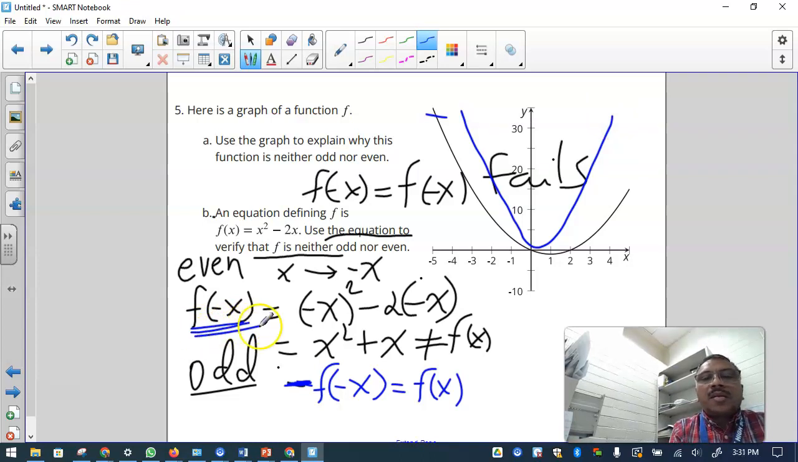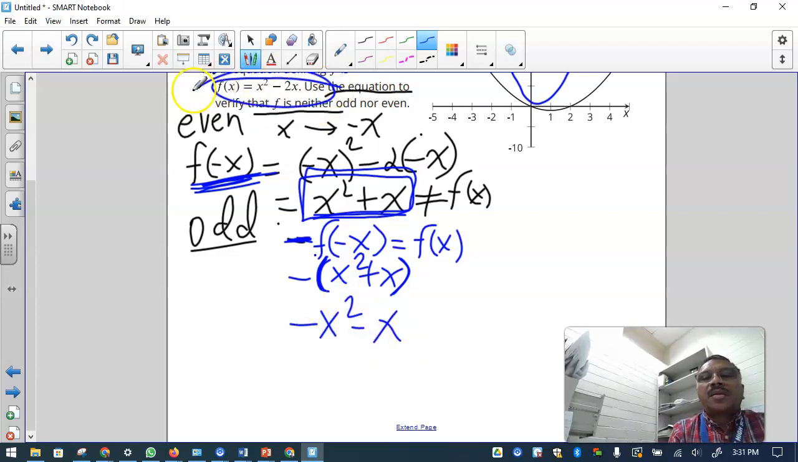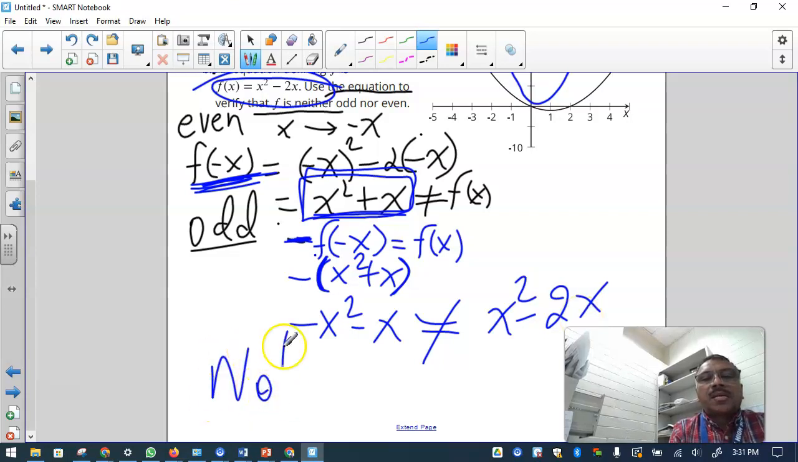Now that you got this equation, let me take the opposite of that. So this will be minus of x squared plus 2x, okay? Because we already worked out f of minus x here. It is right here. So all I do is paste it here instead of f of minus x, and you get minus x squared minus 2x. And you can see this function is not the same as x squared minus 2x. So this is how you show algebraically that this is also not odd.